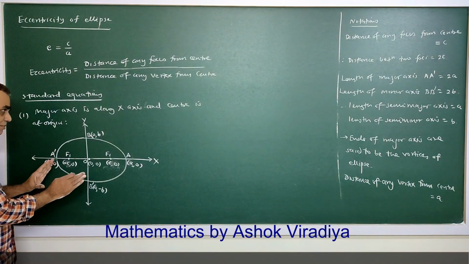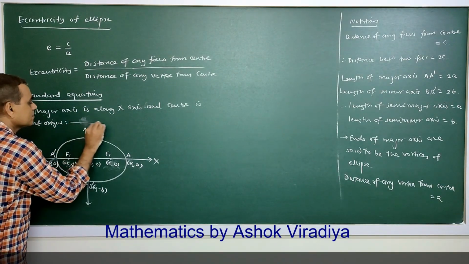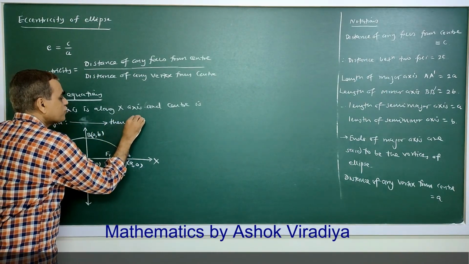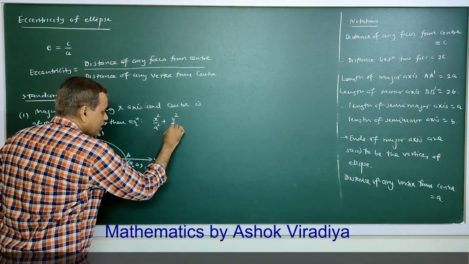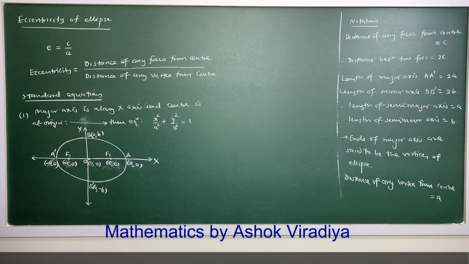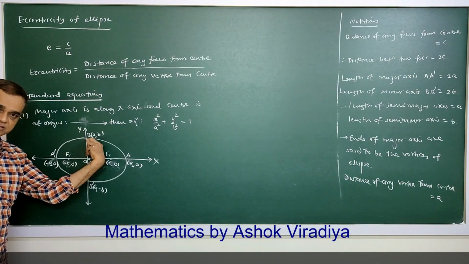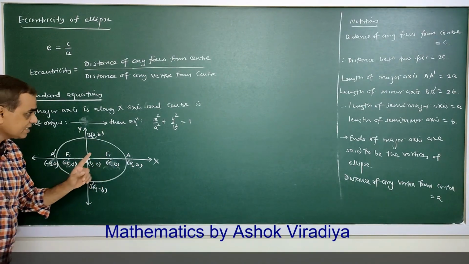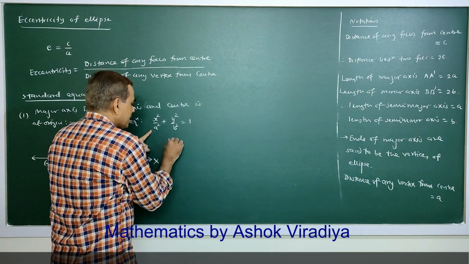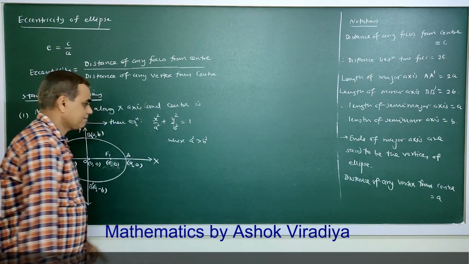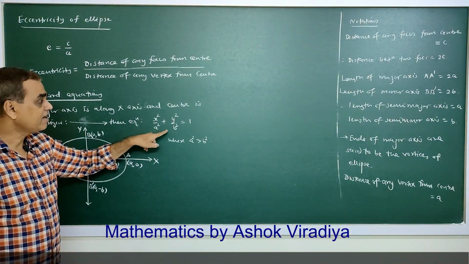So the equation of this ellipse, if major axis is along x-axis and center is at origin, is x squared upon a squared plus y squared upon b squared equals 1. See here, this length is greater, this length is smaller. Because major axis is along x-axis, the denominator of x squared will be greater, where a squared is greater than b squared.